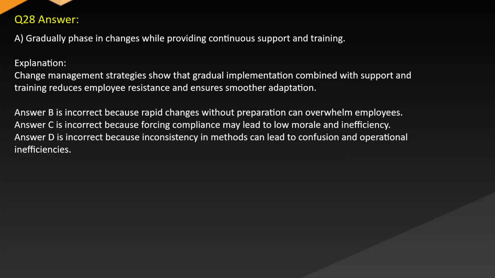Answer A. Gradually phase in changes while providing continuous support and training. Explanation: change management strategies show that gradual implementation combined with support and training reduces employee resistance and ensures smoother adaptation. Answer B is incorrect because rapid changes without preparation can overwhelm employees. Answer C is incorrect because forcing compliance may lead to low morale and inefficiency. Answer D is incorrect because inconsistency in methods can lead to confusion and operational inefficiencies.